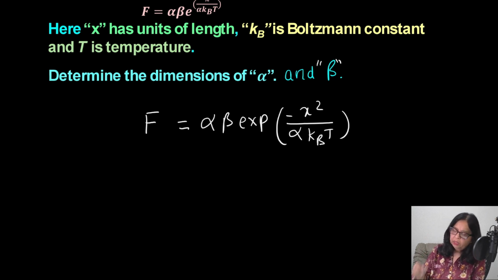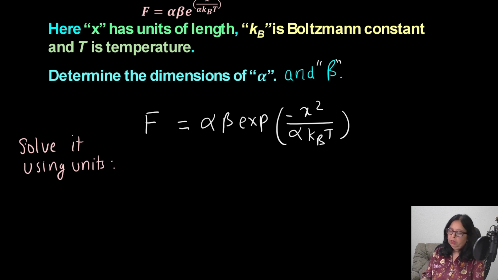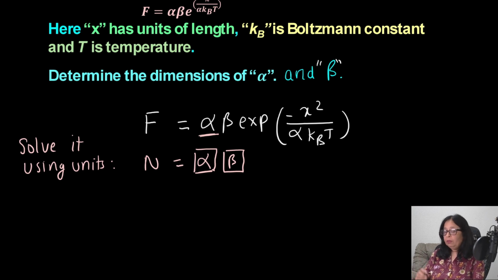Okay. Now, let's solve it using units. Why? Because it makes your life really easy. What does that mean? What is the SI unit of force? Newtons. The SI unit of alpha, we don't know, so let's put it in a box. The SI unit of beta, put it in a box. This represents the SI unit of alpha and the SI unit of beta. I just made this up.